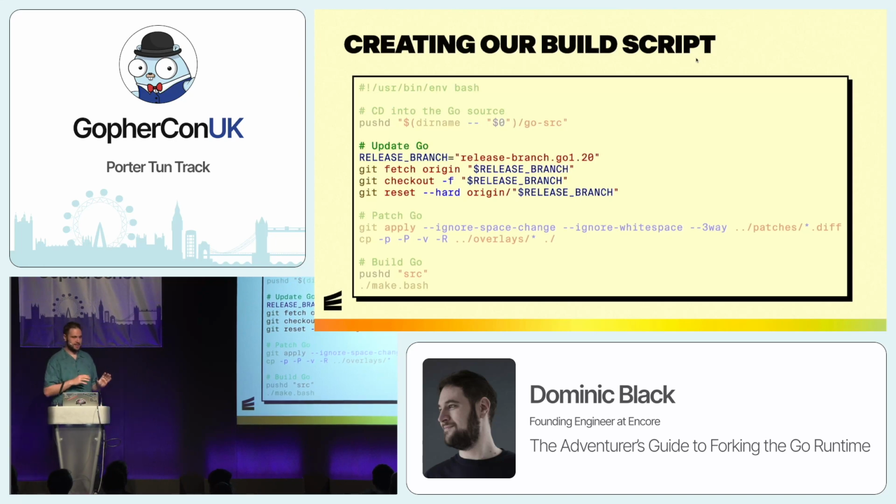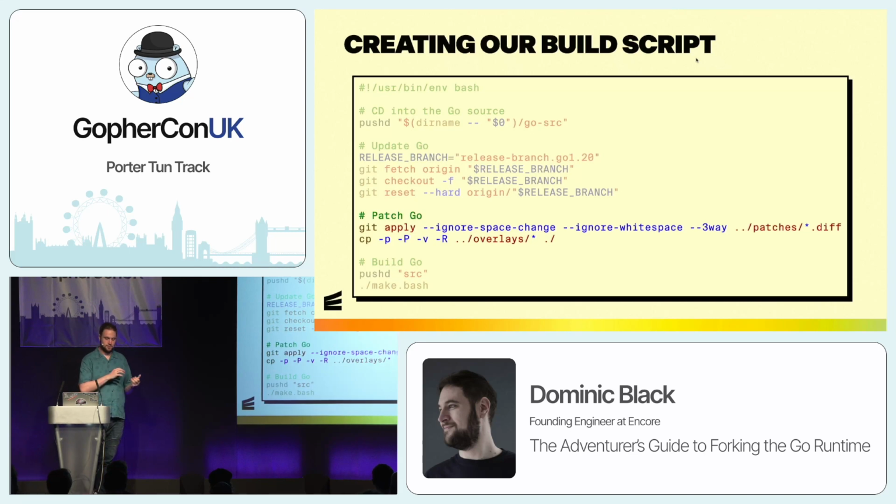And we'll make sure that we clean it and remove all our existing patches. Next, we'll apply our patches from that patches directory, and we'll apply a copy and any overlays. And then finally, we'll just cd into the source directory within Go and use the existing make.bash. At this point, if we ran this script, we would have an identical release of Go 1.20.7.